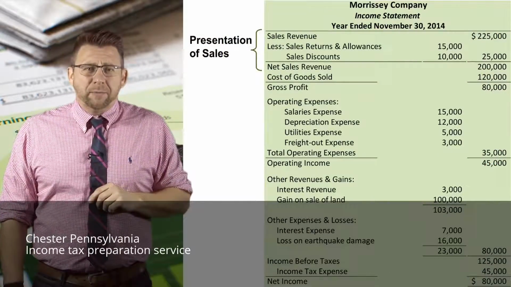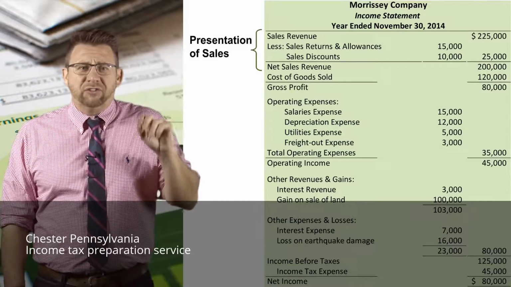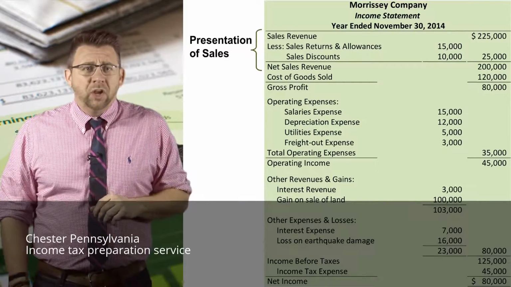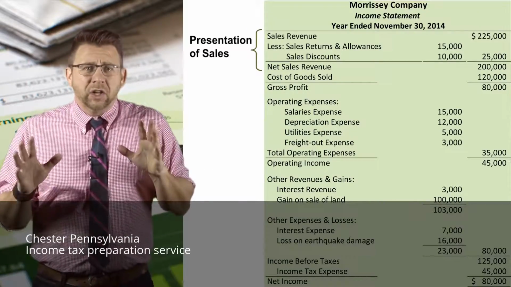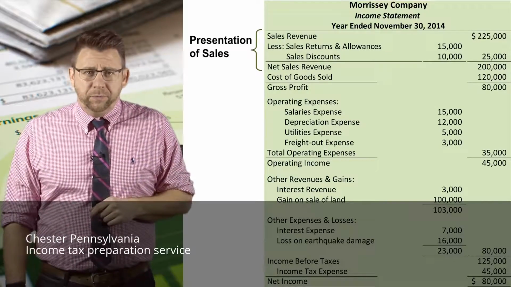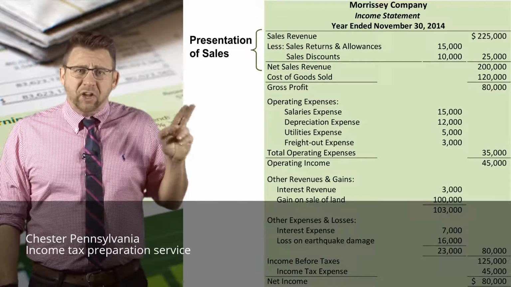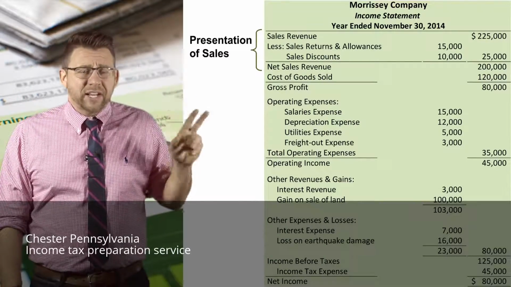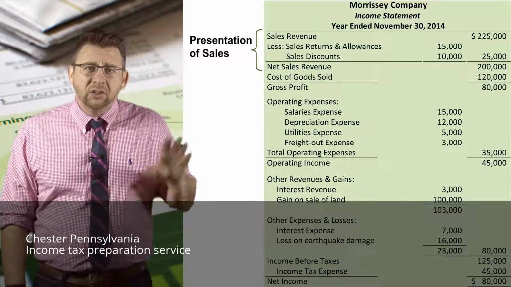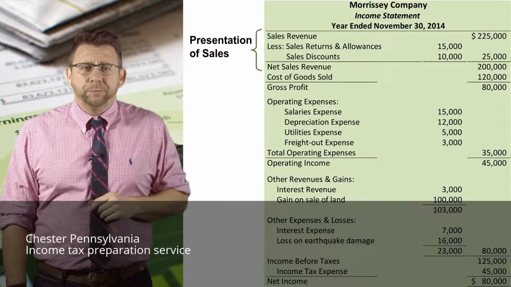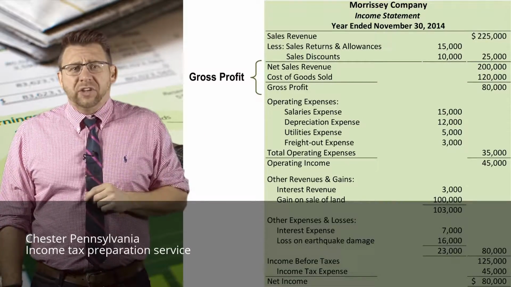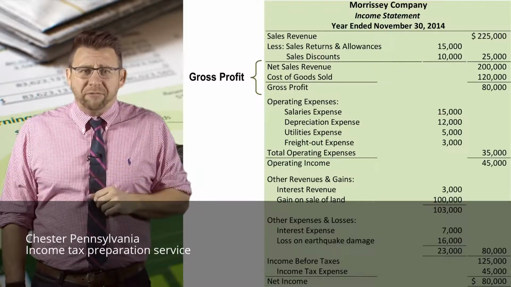The multi-step income statement starts with the calculation of net sales revenue. No other revenue is included in this section. So sales revenue is reported first, then sales returns and allowances and sales discounts are deducted to arrive at net sales revenue. The next important subtotal is gross profit.